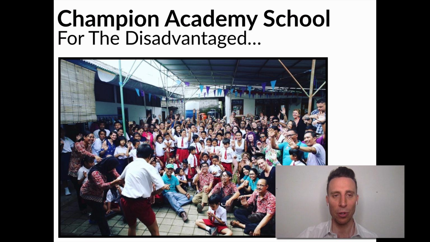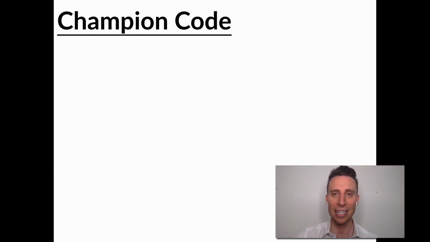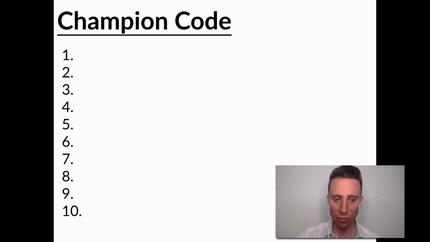Okay, here's our school in Bali, and maybe you get a chance to come out there. I'd love to show it to you one day. Here's the Champion Code. There are 10 key behavioral traits that make you stand out as a champion. Would you like to know what they are? Comment below. See if you can guess one. Maybe I'll give one away.